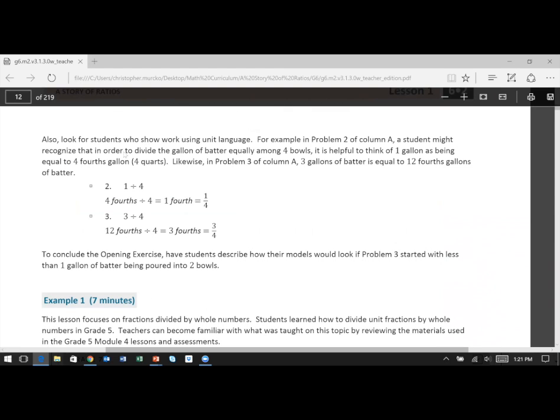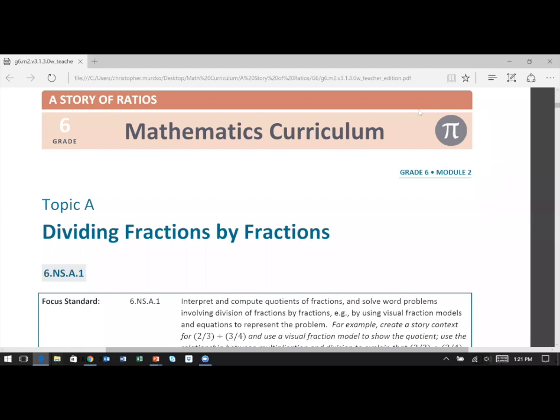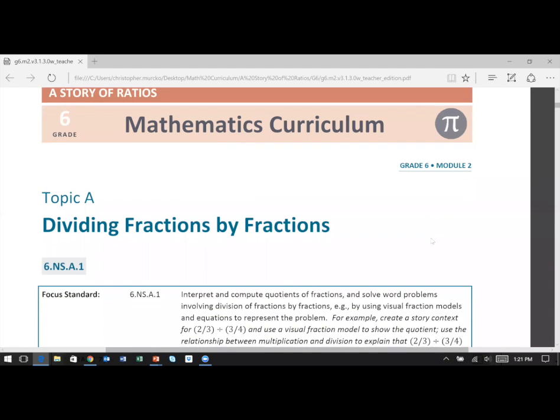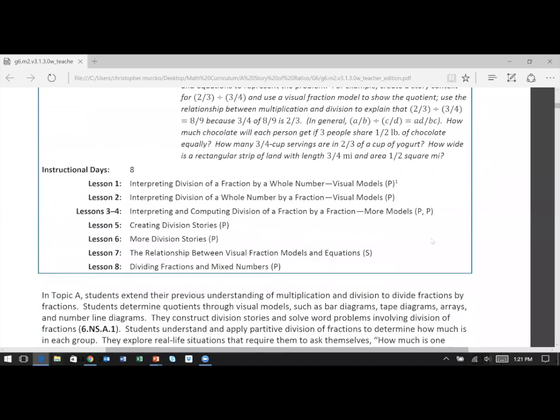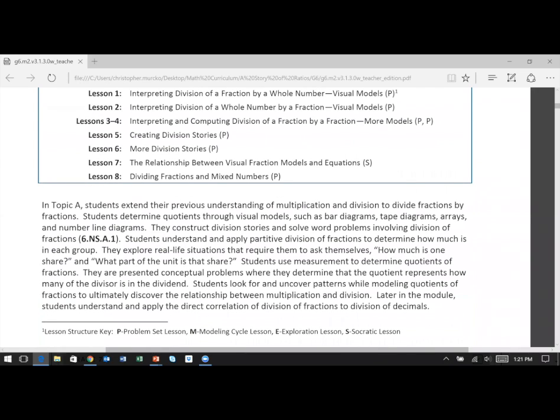Next is the core instruction component, which can take one of 4 forms: problem set, Socratic, exploration, or modeling. To figure out which type of lesson it is, go one level up to the topic overview. We're in lesson 1 with this P in parentheses. Therefore, the lesson we're looking at is a problem set lesson.